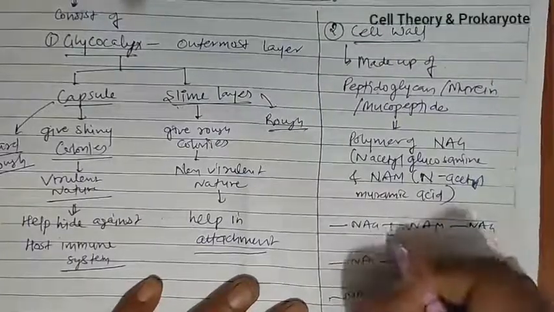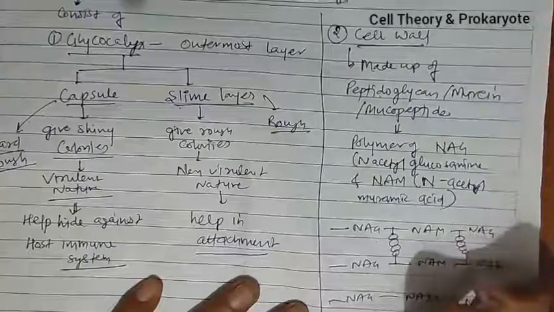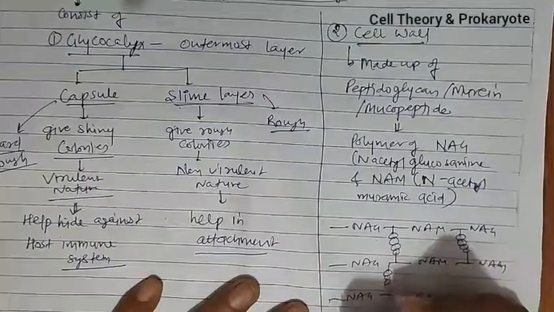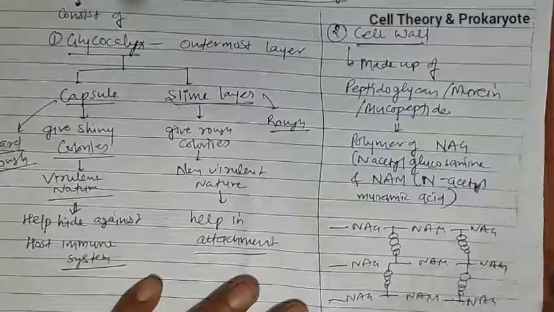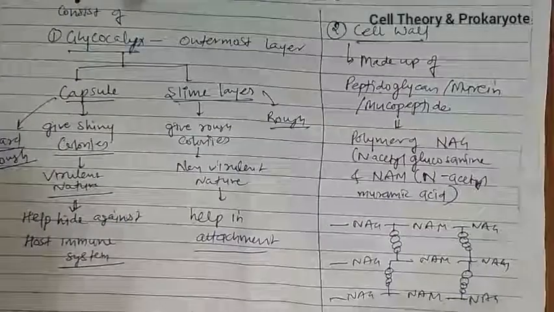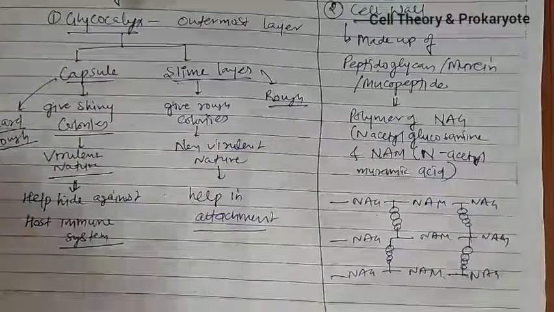And these chains are joined by tetrapeptide. A tetrapeptide is made up of 4 amino acids. Like this, there is a formation of this peptidoglycan in the cell wall.